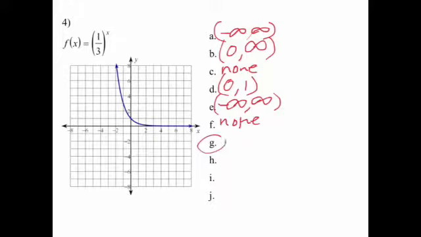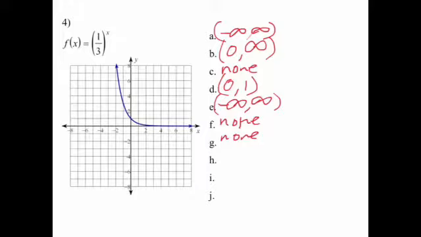And that brings us to the next part, which is the interval where it's increasing. Travel from left to right. Where is your function going up? Well, that's nowhere. So this one doesn't have an interval where it's increasing.